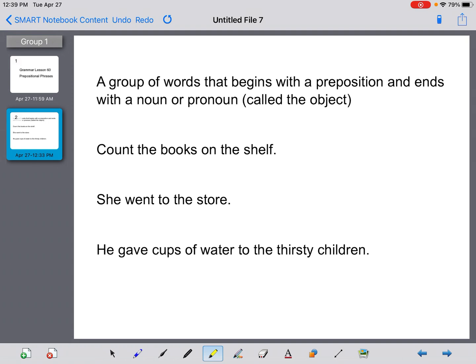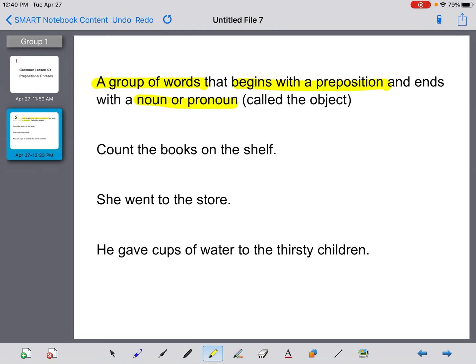So to start out with, the last time you had grammar, you looked at what a preposition was and you found all of the prepositions in different sentences. Today we're going to be looking at prepositional phrases. A prepositional phrase is just a group of words that begins with a preposition.